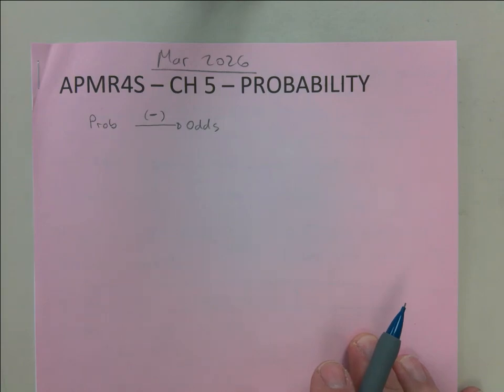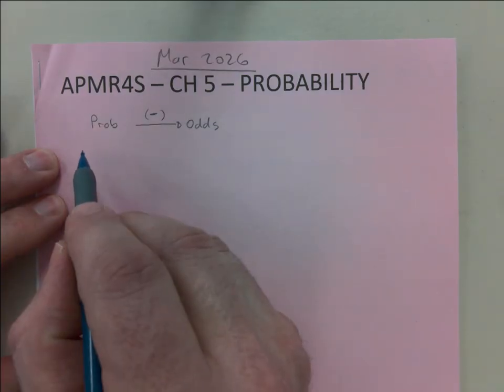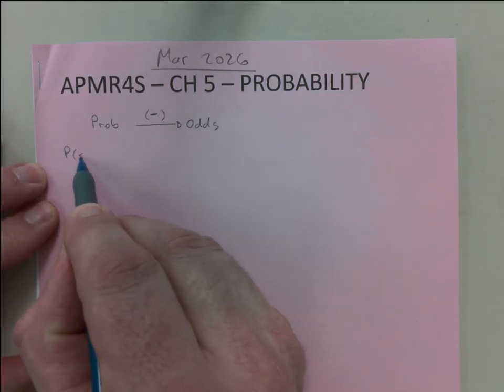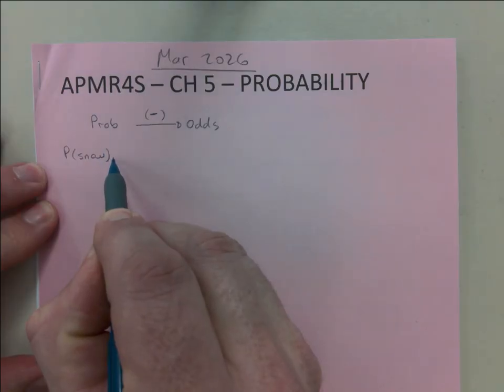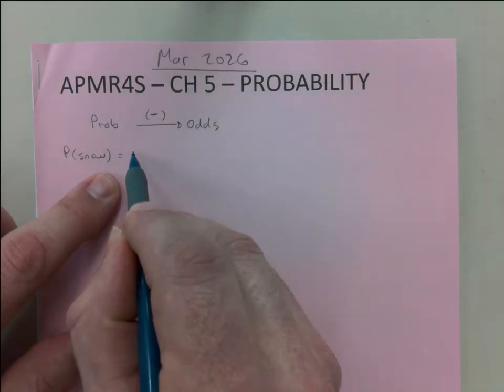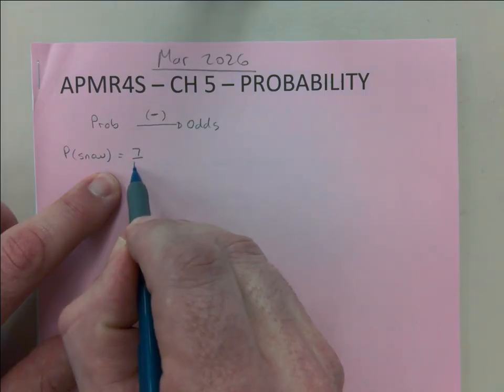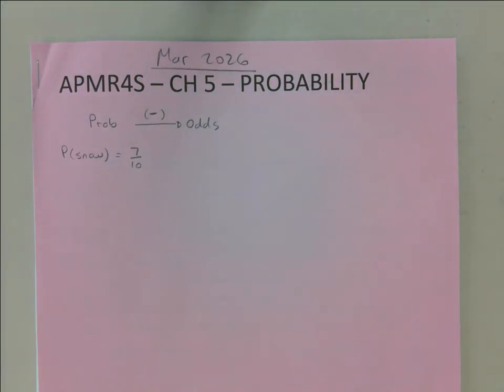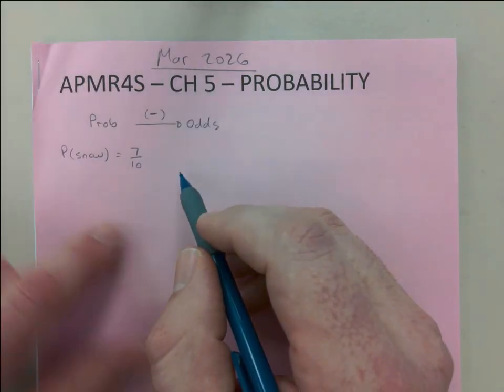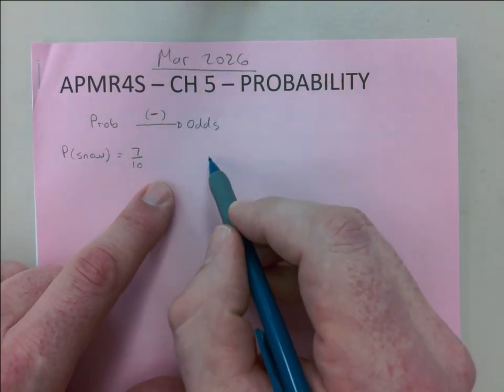There will be some sort of subtraction required, either up here in your brain, or you will have to use a calculator. It's up to you. So what do I mean by that? If it's the probability of snowing, if you're told that it's 7 out of 10, and I ask you, what are the odds in favor of snowing?